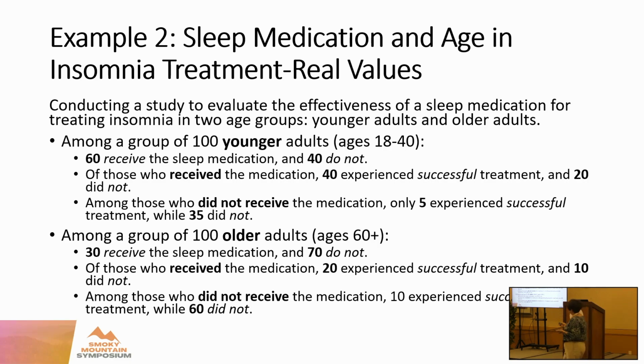So for this, if we wanted to look at sleep medication and age in insomnia treatment and look at real values. And so here we want to conduct a study to evaluate the effectiveness of a sleep medication for treating insomnia in 2 age groups, younger adults and older adults. And so they identify the younger adults as 18 to 40. And the older adults as the 60 plus.